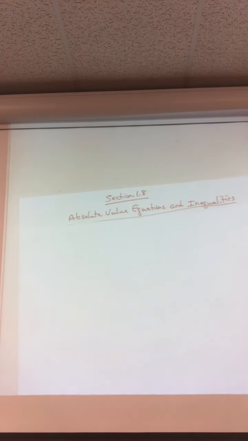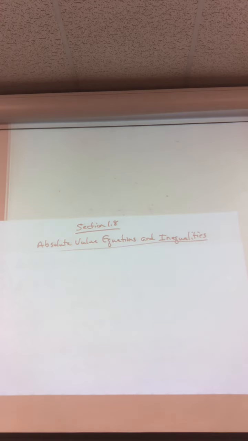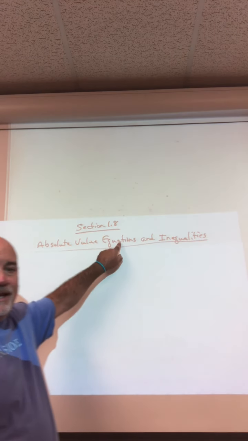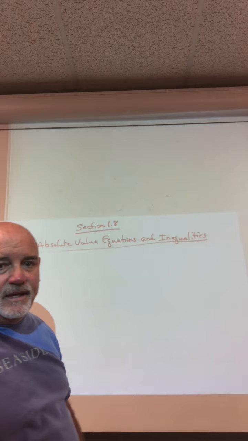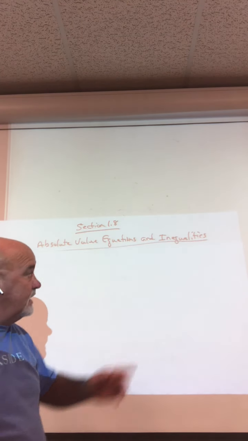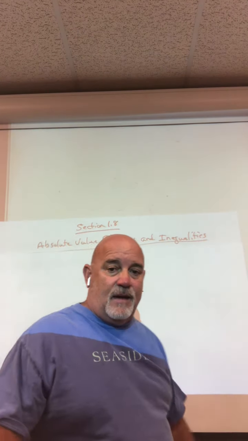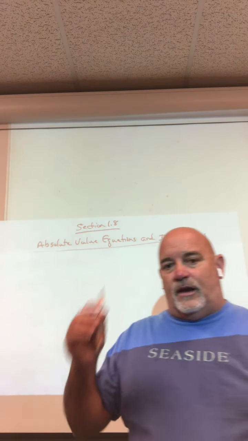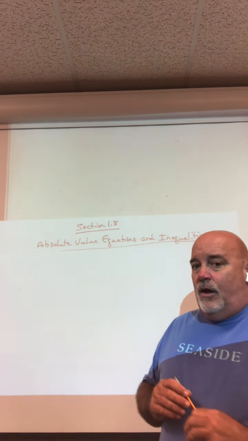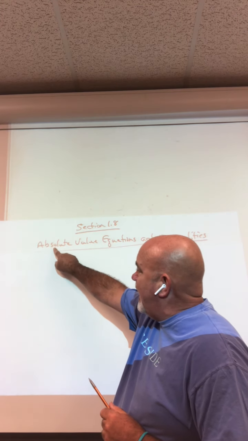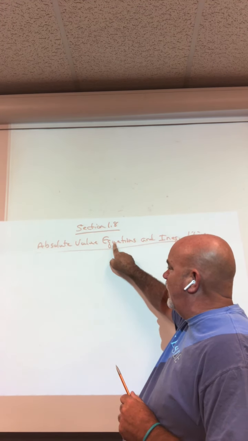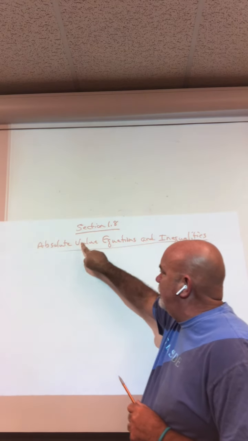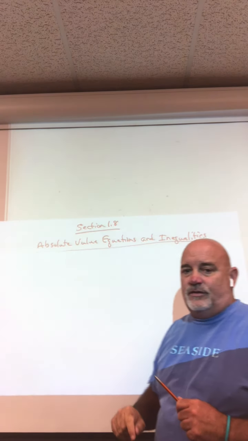Okay, now, here's the title of this section. We're going to look at equations. That means they're going to have equal signs, and inequalities. That means it's a less than or a greater than or a less than or equal to or a greater than or equal to. But the key part is this: absolute value equations, absolute value inequalities.